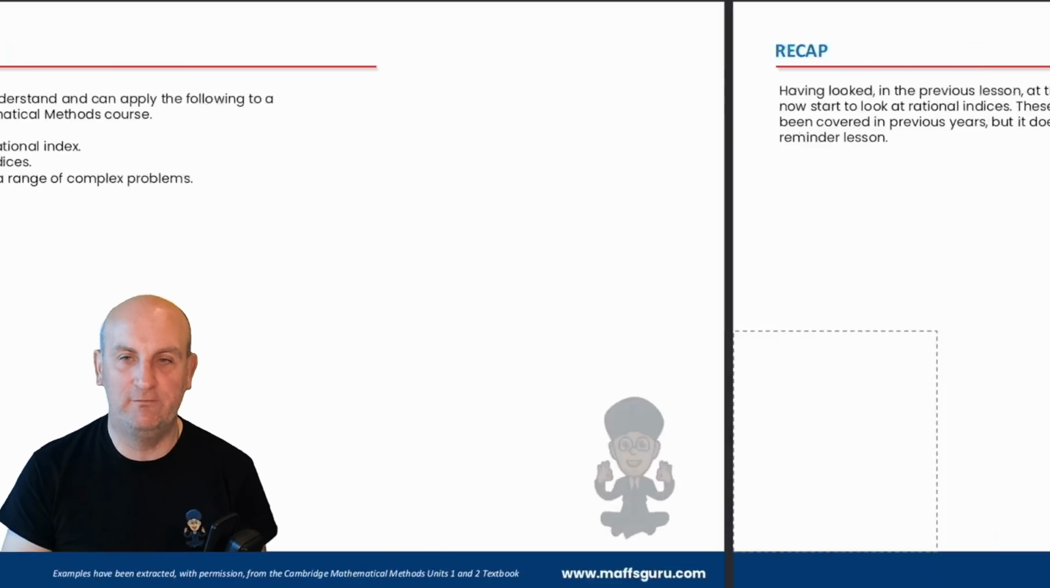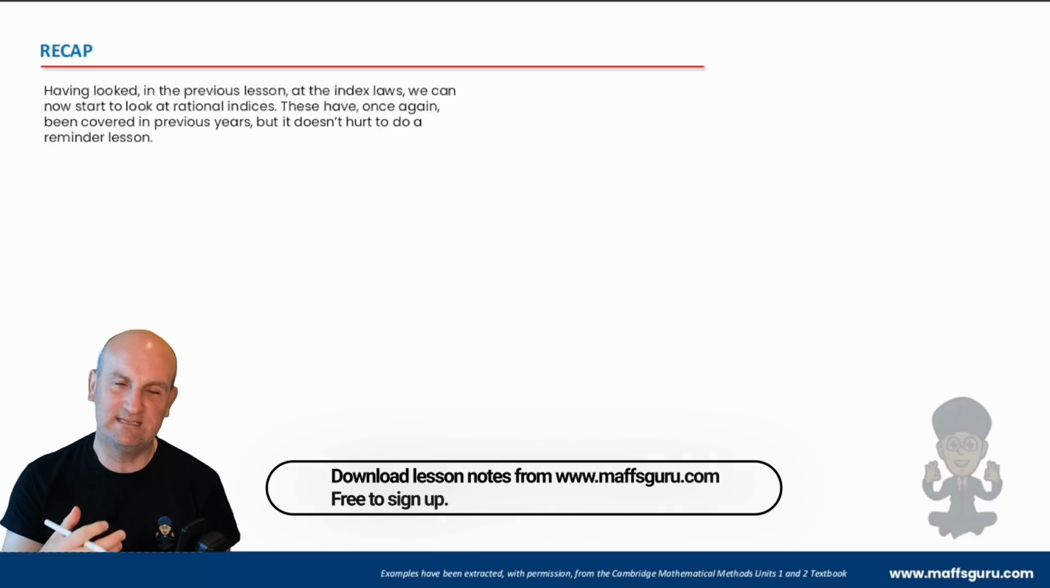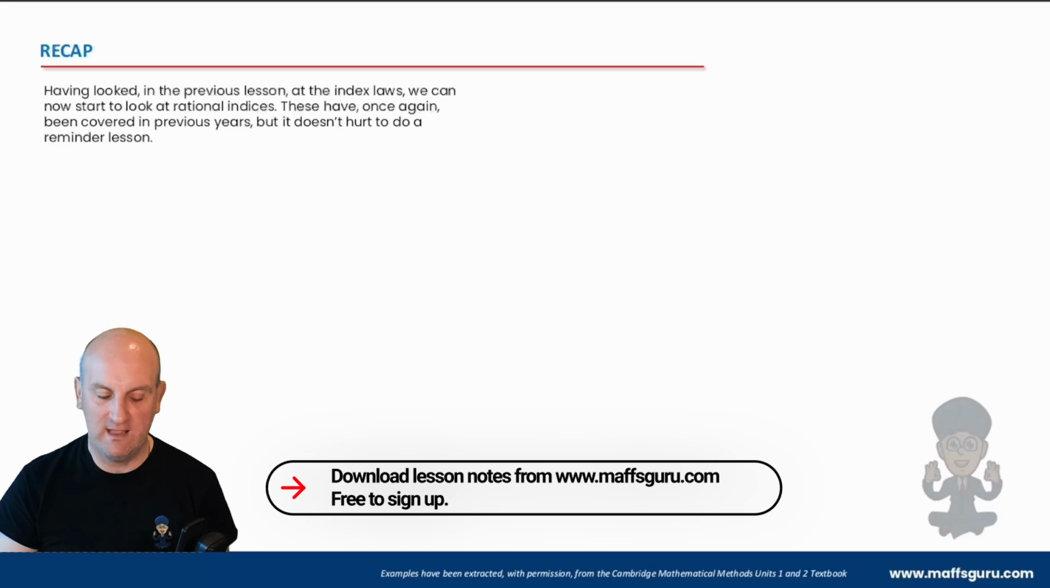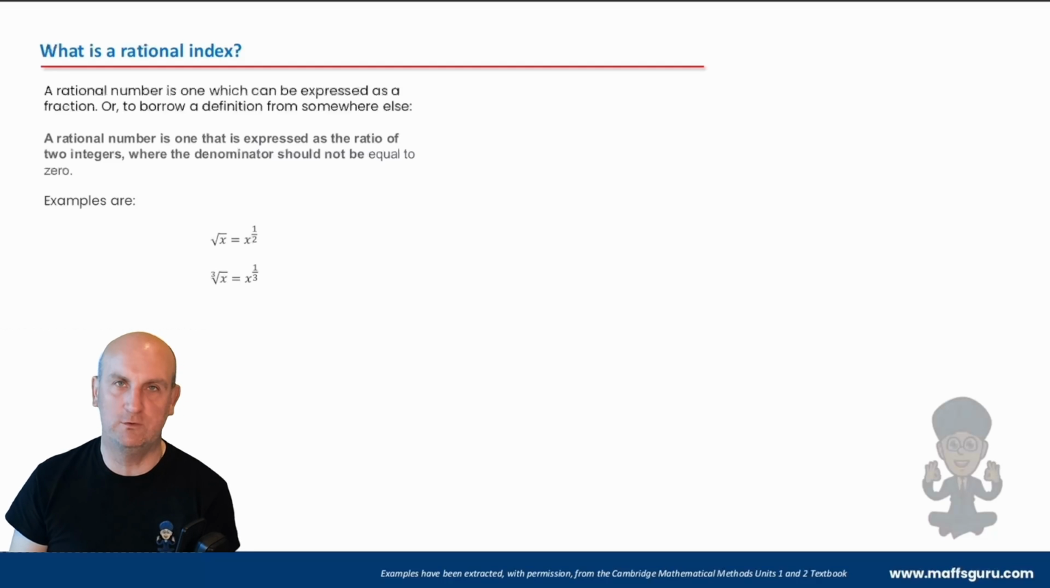Now, this is really a recap of the type of stuff we've done before. You've probably met rational indices in year 10. It just gets a little bit more tricky with Methods. And if you're wondering what Methods is, it doesn't really matter if you're not from Australia. Rational indices are from universal mathematics.